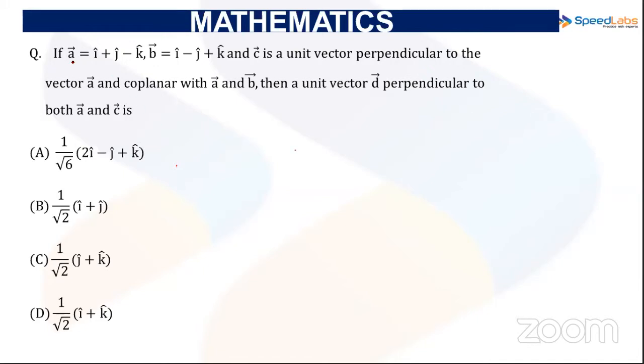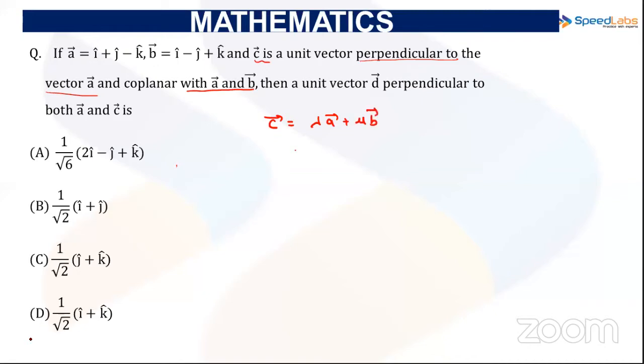All right. So in this question, a vector A is given to you, i plus j minus k. B vector is given to you, i minus j plus k. Now, C is a unit vector perpendicular to and coplanar to vectors A and B. Then I can write this C will be equal to lambda times A vector plus mu times B vector.